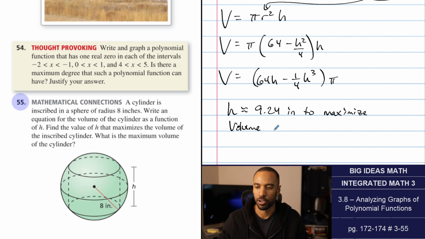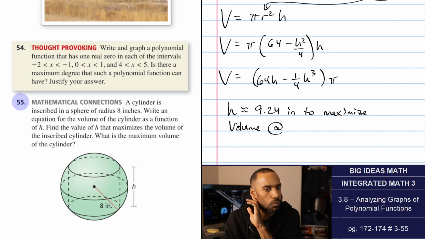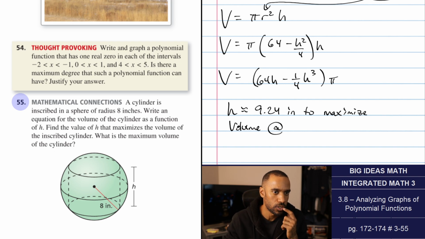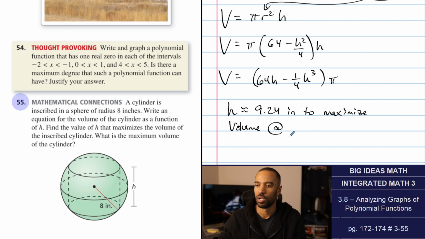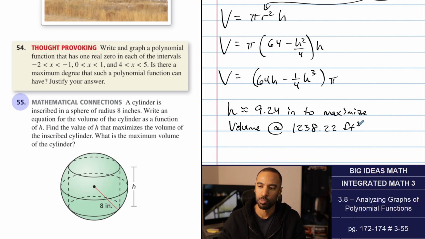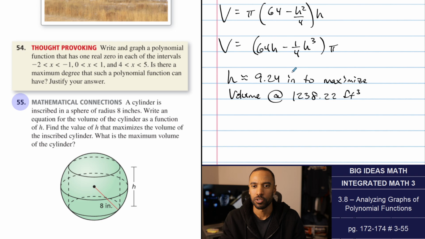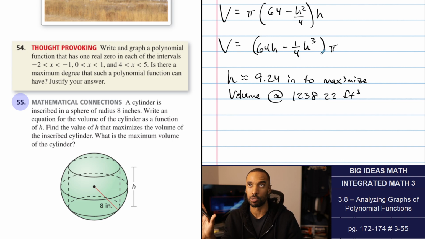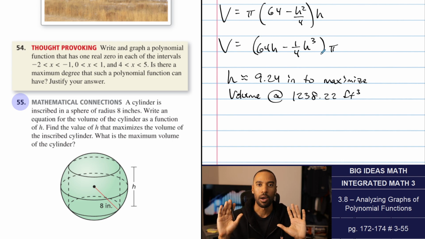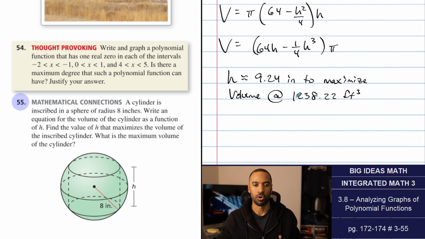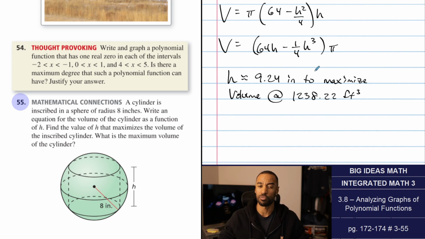And the maximum volume you'll have is at what? It's on the calculator, but 1238.22. 1238.22 cubic feet. Now, if there's something I need to triple check on this to see if I have anything close to maybe being not the right answer, but a reasonable answer, I want to see what the volume of the sphere is as a whole, because the volume of the cylinder has to be less than the sphere. And it doesn't look like it's much less than the volume of the sphere.